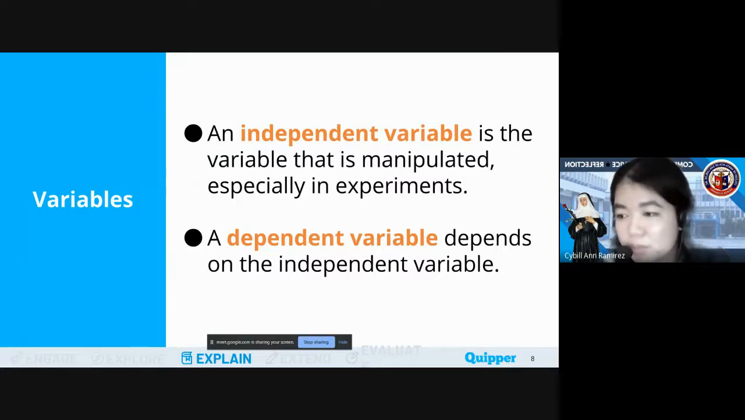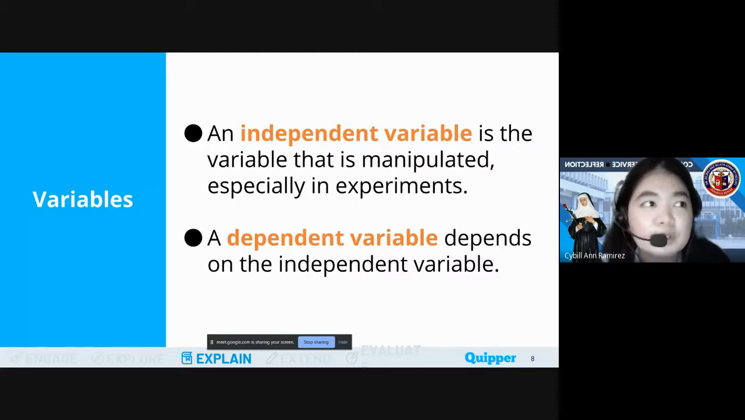Based on your memory, what do you think of a control variable? What is it there? In the situation of the plants, they are exposed to the same environment, but they differ in colored lights. So where here, Miss Angeli, is the control variable?